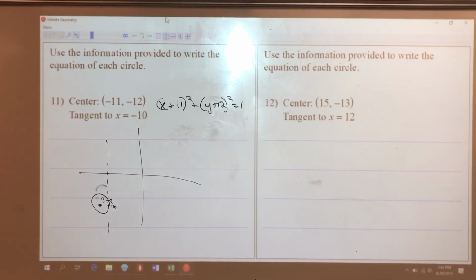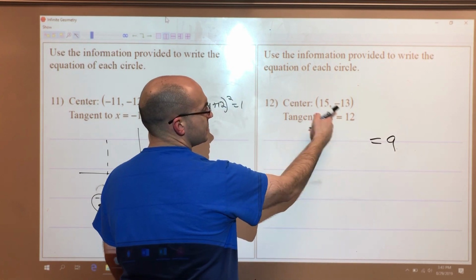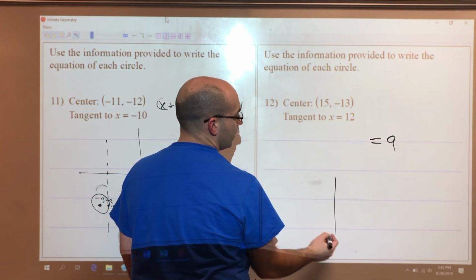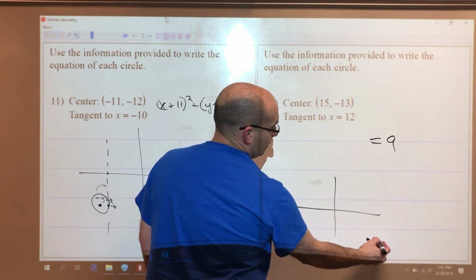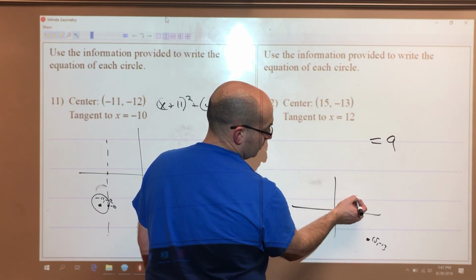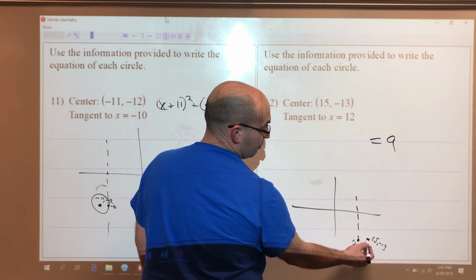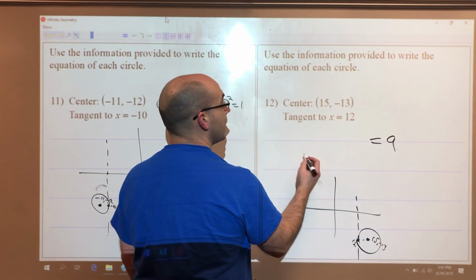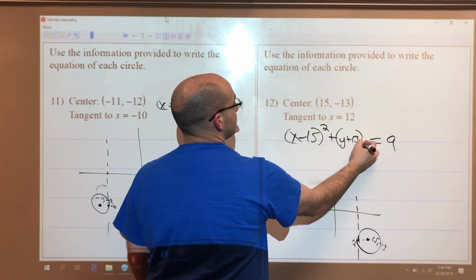Try number 12 on your own. Okay. The r squared value here is 9, right? Because we've got a distance of 3 between the center and x equals 12. Let's draw it out real quick. So 15 comma negative 13, and x equals 12. That distance is 12 to 15, which is 3. So the radius is 3, so 9. So it's going to be x minus 15 squared plus y plus 13 squared equals 9.